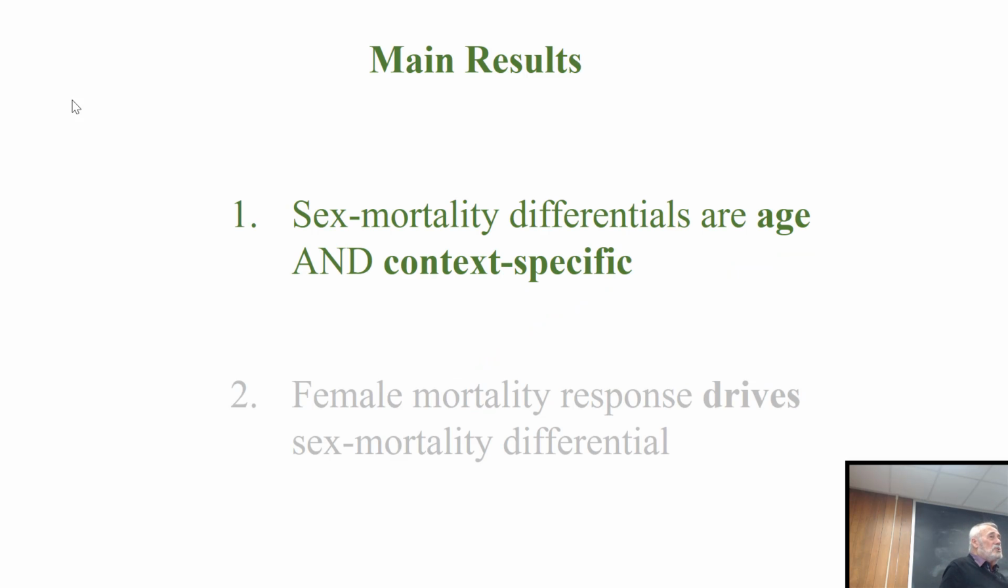This, I think, applies to humans as well. It's this controversy that I'll talk about at the end here, okay? Main result: sex mortality differentials are age and context specific, okay? Not just age specific, context specific. And it's the female mortality response that drives the sex mortality differential. You find the males are kind of fixed, and the females are bouncing around. If I wanted to spend more time on that, you'd see the males are fixed, and it's the females that really are affected most by the changes in environment.